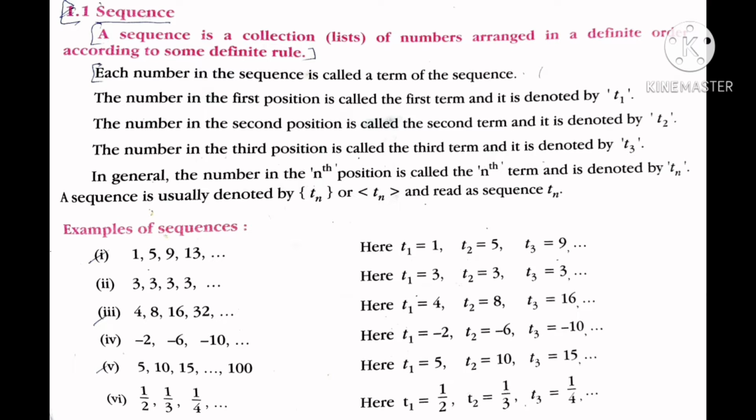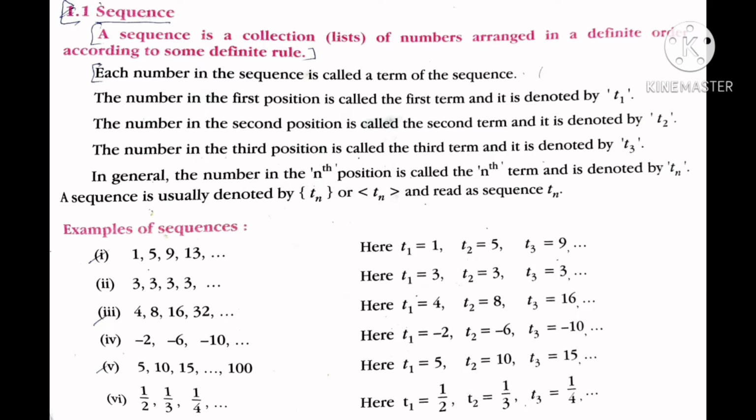The number in the first position is called first term and it is denoted by T1. In the same manner, second position number is called second term and it is denoted by T2. And if we have to find the nth term, then that term is denoted by Tn. You can see the following examples to understand what exactly a sequence is.